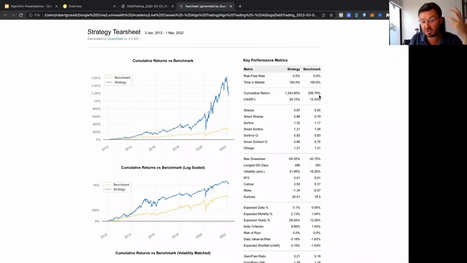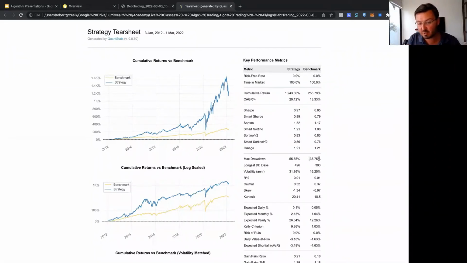So monster returns. You would have absolutely killed it, made way more money than the S&P 500. Our Sharpe ratio is also better, which is a measure of risk versus returns. So not only are we making more money, but we're also making more money on a risk-adjusted basis. We're not just putting in a ton of leverage. We're actually making more money using this strategy, even despite the risks. You see here that it is a little bit more risky, admittedly.